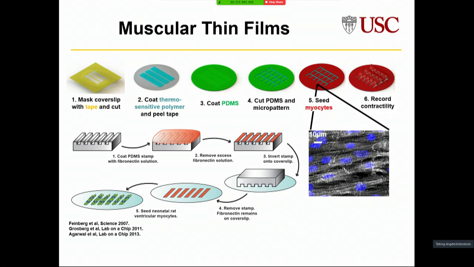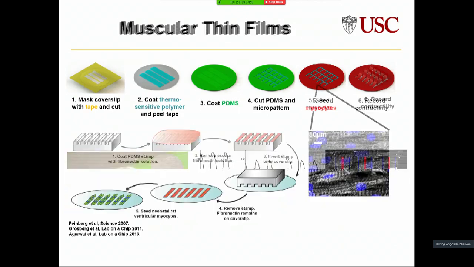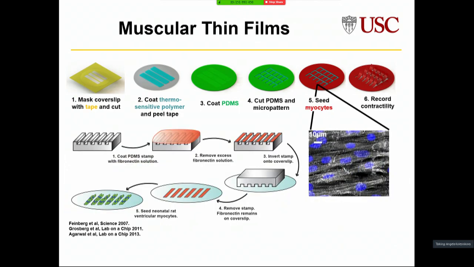So the way this platform works, we start with a glass cover slip, cover it with masking tape. We then use a laser engraver. Some of you may have seen these at craft fairs or places like that. You can laser engrave your iPhone or make Christmas ornaments, so it's a very commercial off-the-shelf system.